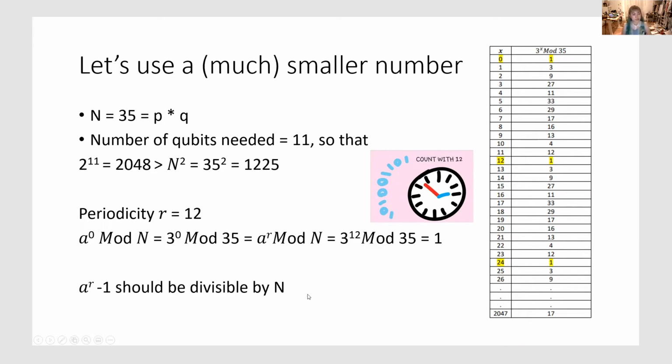Then you can see that if your remainder is 1, then a to the power of r minus 1 should be divisible by n.